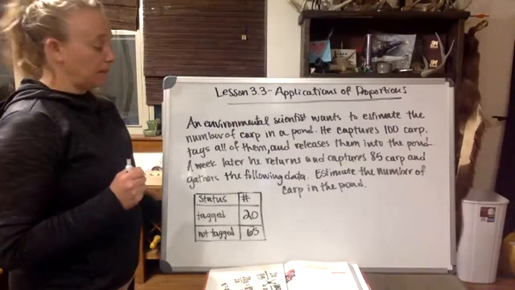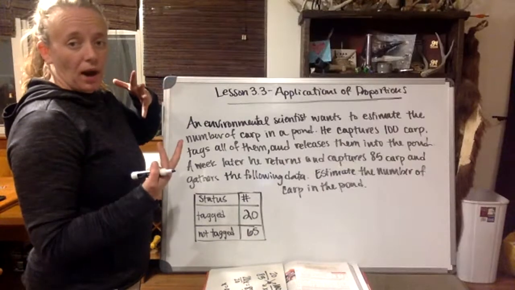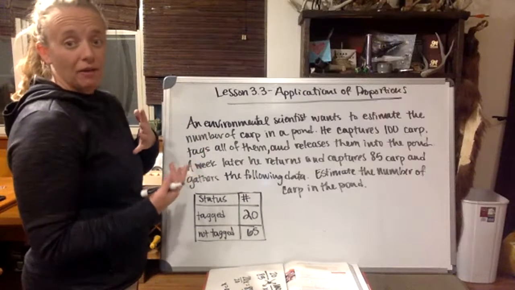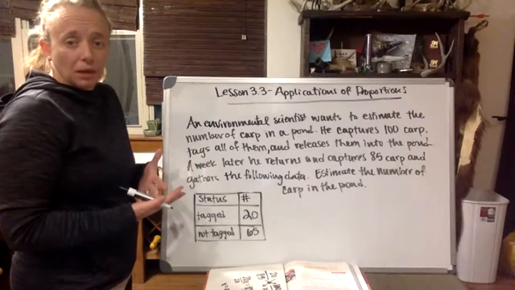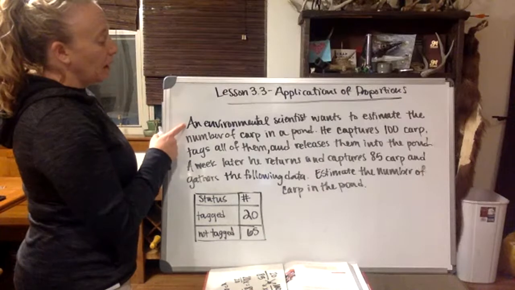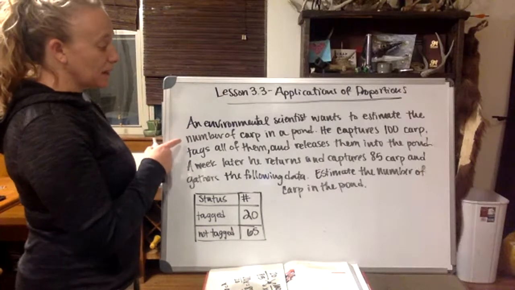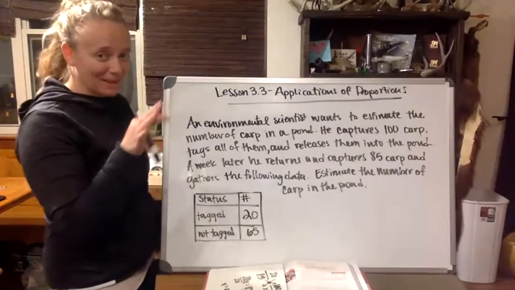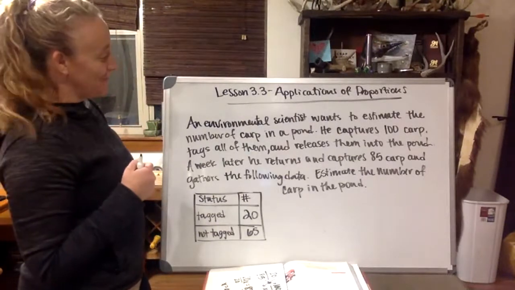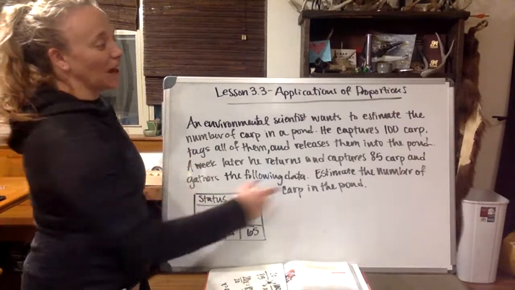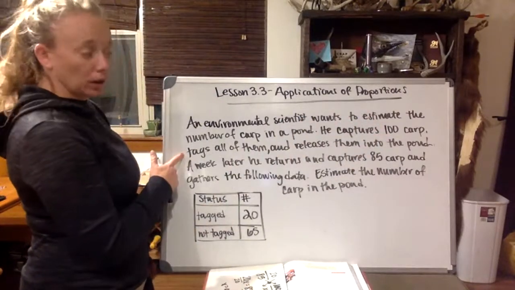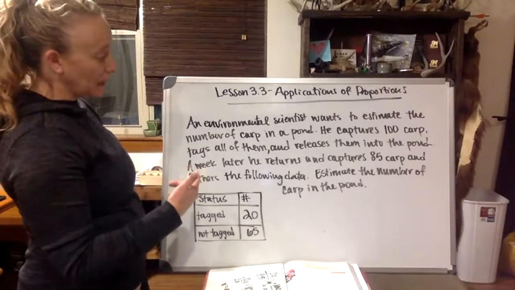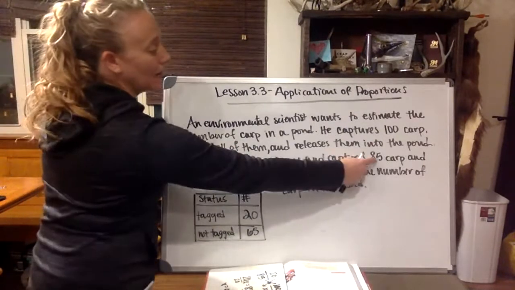So here's our first one. This is probably one of the more complicated proportional relationship situations that you could have, but it's probably the one most applicable to our real lives. An environmental scientist wants to estimate the number of carp in a pond. He captures 100 carp and tags all of them, and then releases them back into the pond. A week later, that same scientist returns and captures 85 carp.